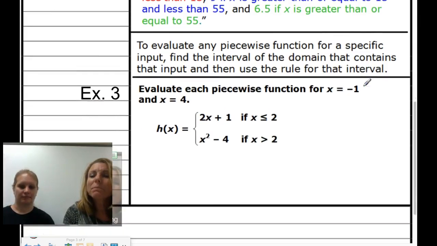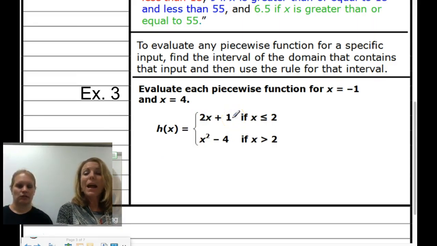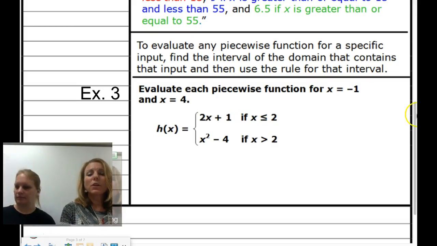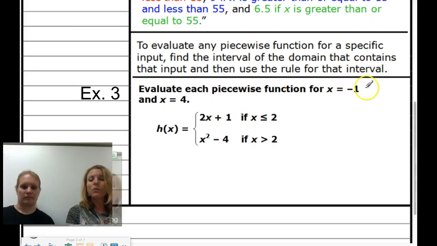To evaluate any, now we're back to piecewise. Example 3 is not a step function because you have 2x plus 1, x squared minus 4. So you gotta plug stuff in. To evaluate any piecewise function for a specific input, find the interval of the domain that contains that input and then use the rule. So basically what that means is this. Evaluate each piecewise function for, let's start with x equals -1. So let's circle that.